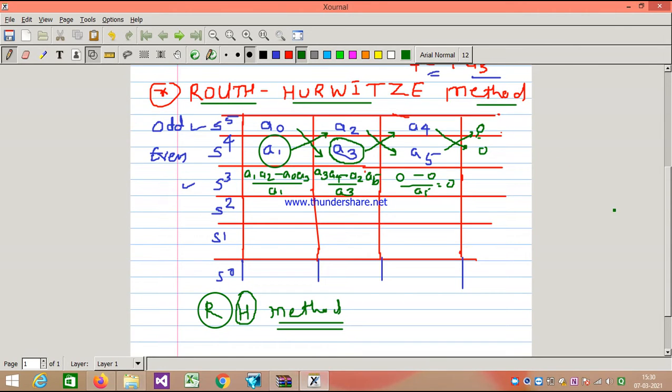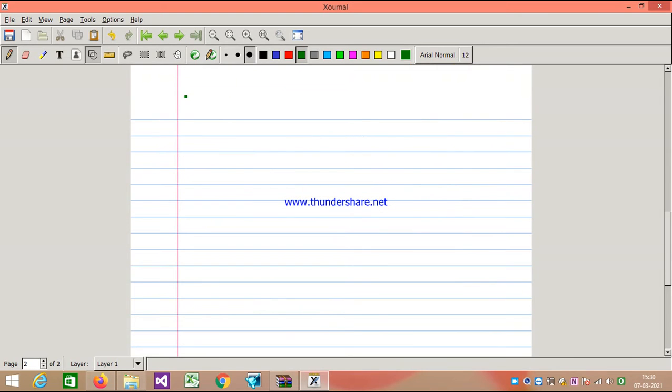Okay, so let's start with the basic numerical based on this method. Let's start with the first numerical, which is on your page number 67. So the example is d of s is equal to s square plus s minus 2 equal to 0. Okay, so just again draw the table.